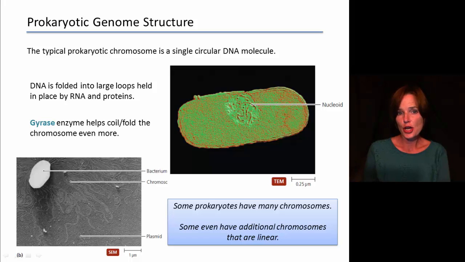One last thing to know here is that while the typical prokaryote has a single large circular chromosome, that is not the case all of the time. There are some exceptions to that rule. There are some prokaryotes that have many chromosomes, and some prokaryotes that happen to have additional chromosomes that are linear in their overall structure. So again, there are exceptions to the rule, but for the most part, we want to think of prokaryotes as having a single large circular chromosome.